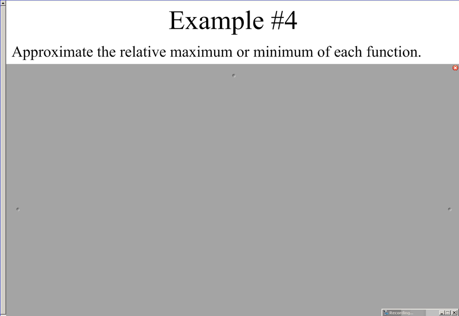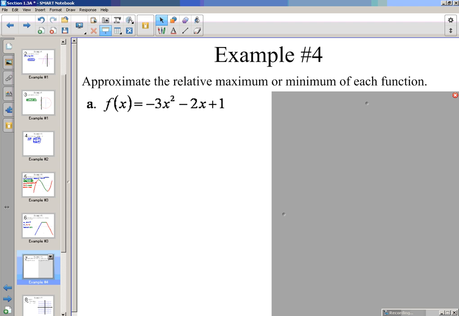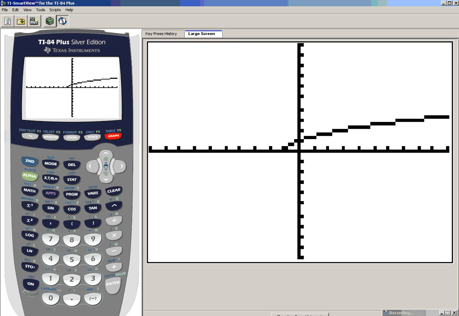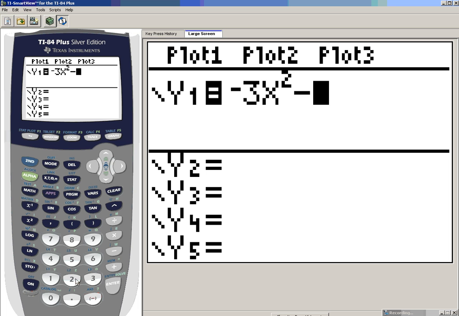Approximate the relative maximum or minimum for each function. You see the words approximate, that is telling you go ahead and use the calculator. So let's go ahead and put this function into the calculator. Y equals negative 3x squared minus 2x plus 1.